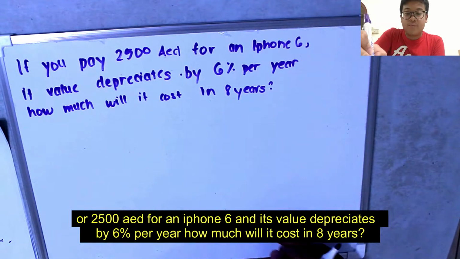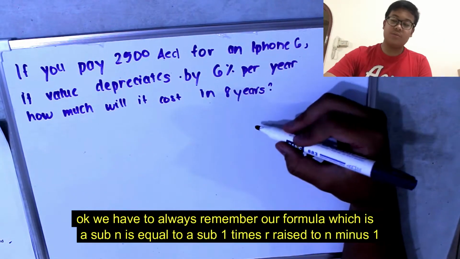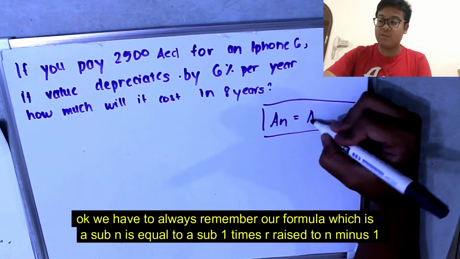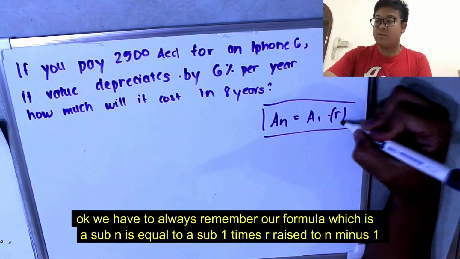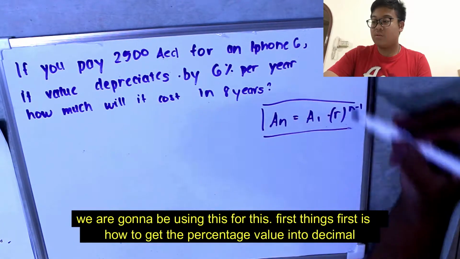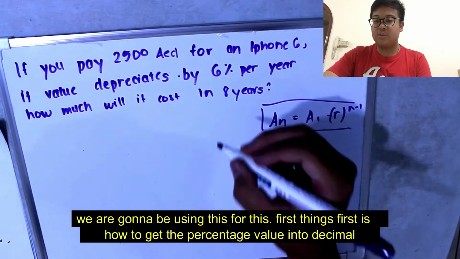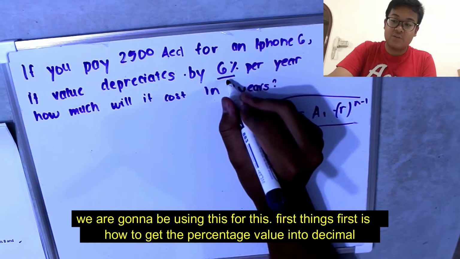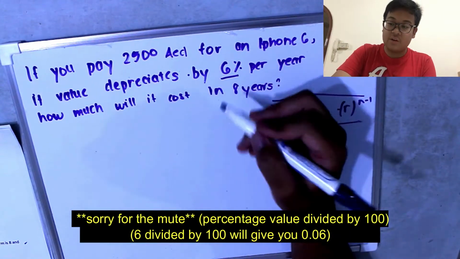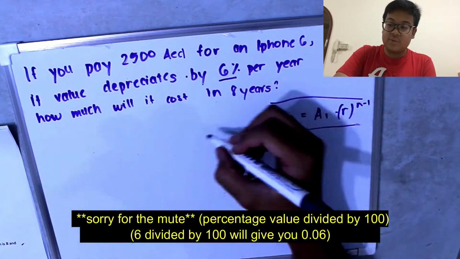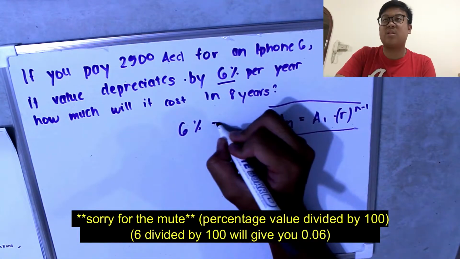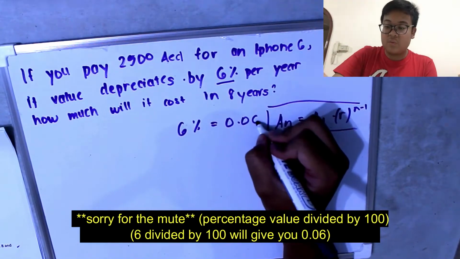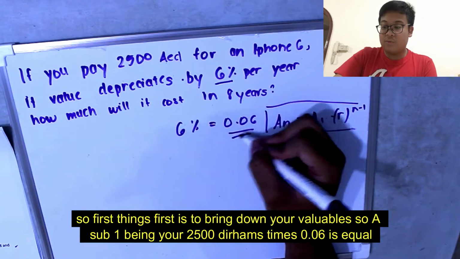Okay, good. So we always have to remember our formula, which is A sub n is equal to A sub 1 times r raised to n minus 1. We're going to be using that for this. Now, first things first, we always have to make our percentage value into a decimal. That will be your value in decimal. You must always convert it.